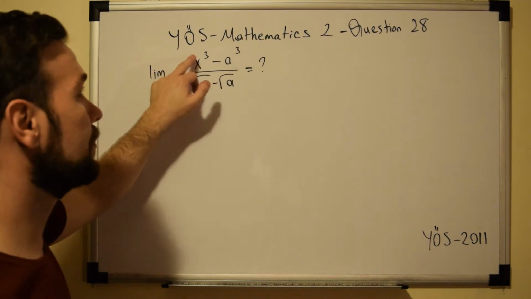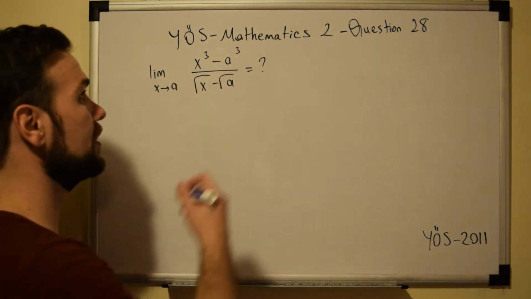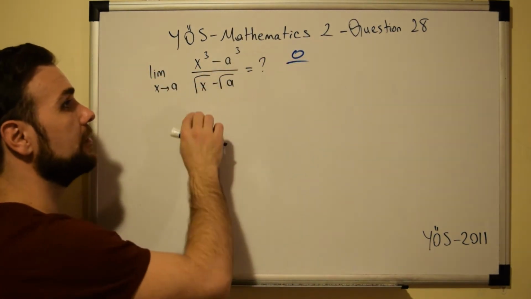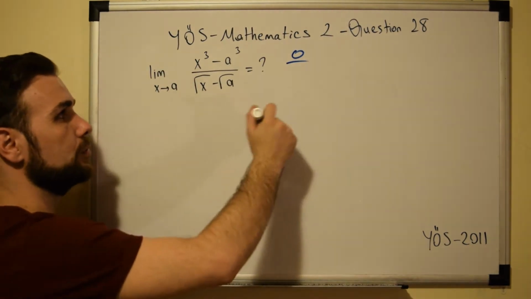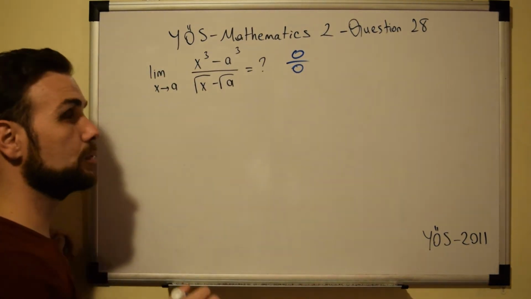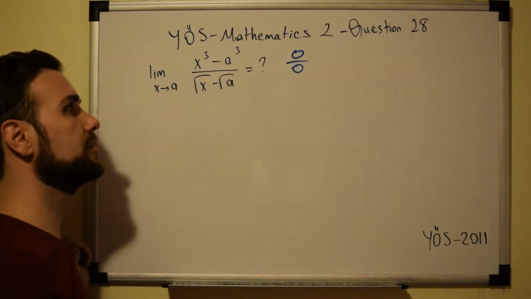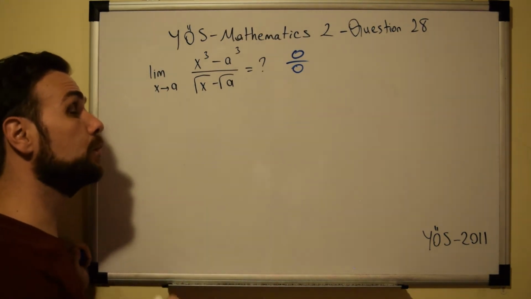We have a to the power of 3 minus a to the power of 3, which will give us a numerator of 0, and we have square root of a minus square root of a, which will give us a denominator of 0. So this is not the right answer for this question. So what do we have to do?